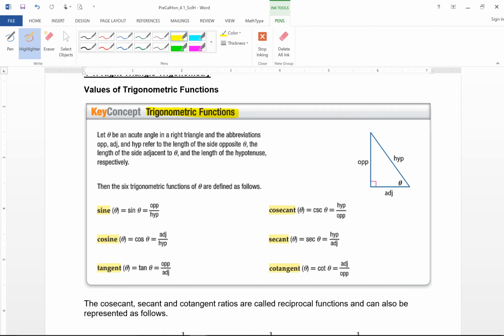Trigonometric functions then. When you have a right triangle and you define your angle theta, you have three sides to the triangle, and of course, the hypotenuse is always the same side. It'll never change no matter what angle you're looking at. So in reference to theta, you have two sides. One is the opposite, one is the adjacent.